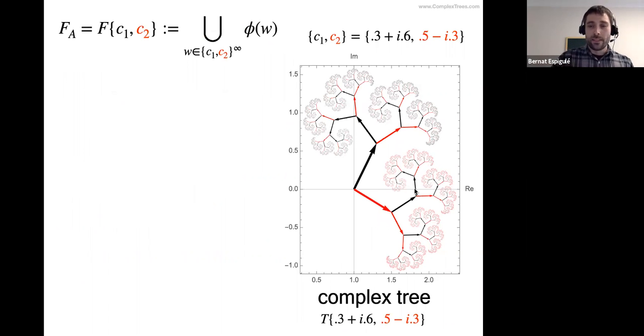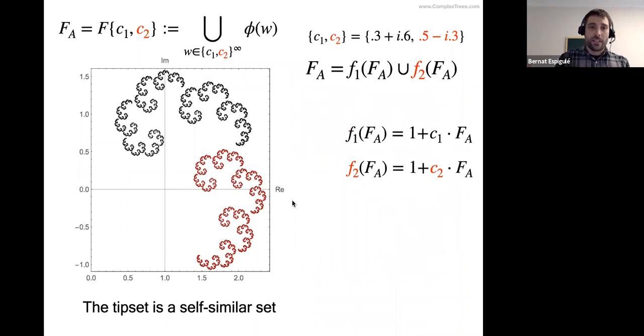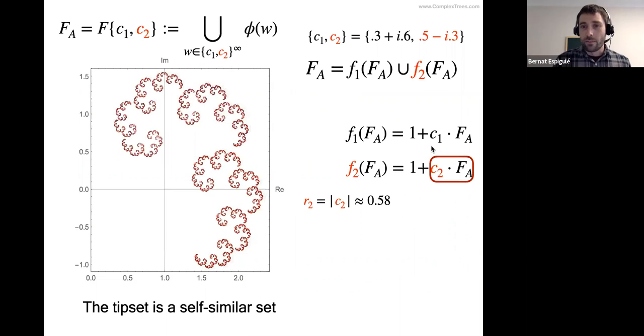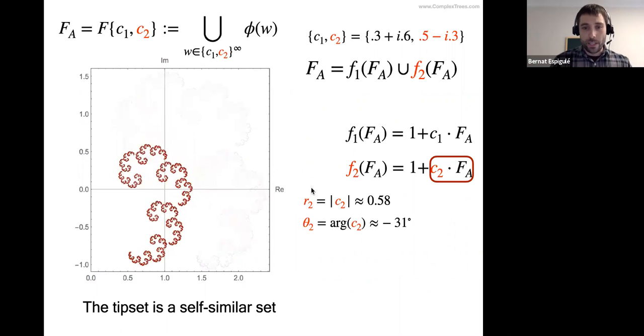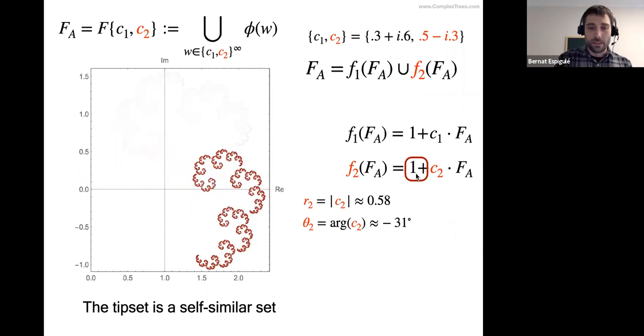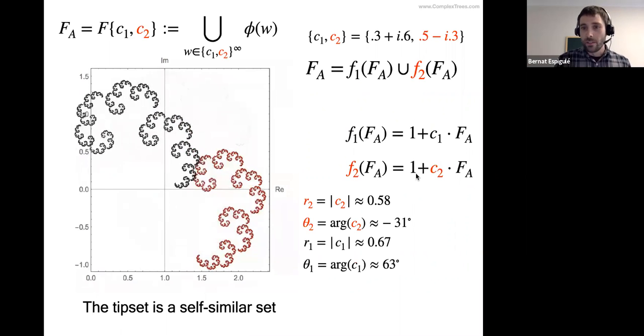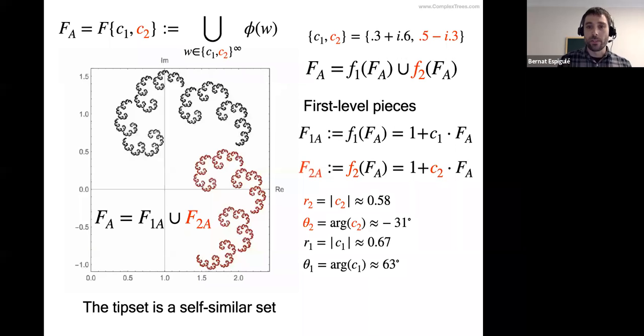So the tip set is the set of all these infinite strings mapped to the complex plane. And you can see that it's a self-similar set because it's composed of 2 linear maps. For example, the map F2 is just contracting by the complex letter C2, adding the rotation by the argument of that complex number, and then adding this one translation, +1. You can do the same for F1, and the union of these 2 transformations is what you get as the invariant set, the self-similar set.